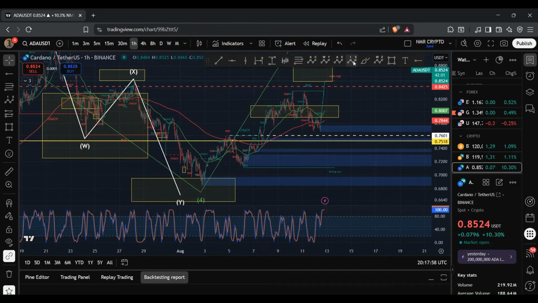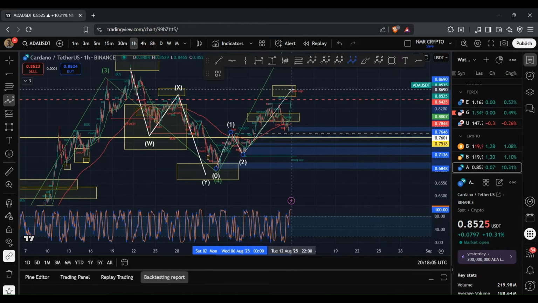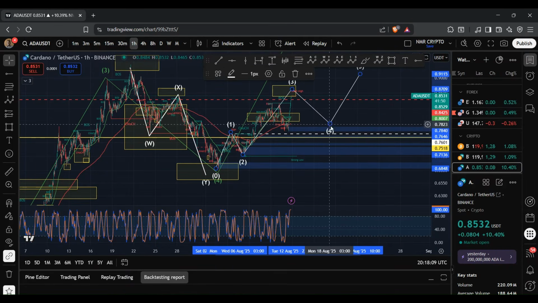What I'm looking for is for this move here to be the wave 1, this move to be the wave 2, and then we see the wave 3 tap into this range, which we have done already, and then we see the wave 4 and the wave 5. What we can't have is this wave 4 cross this wave 1 or the wave 2 origin, otherwise this structure will become invalidated.